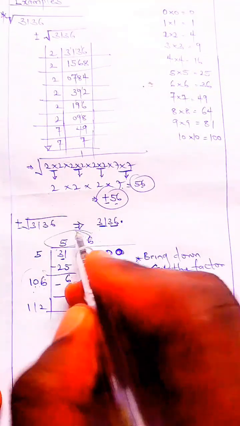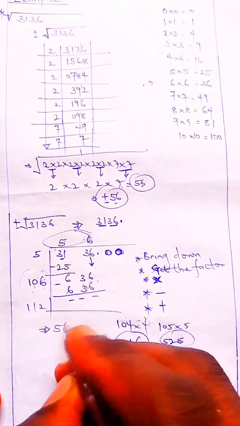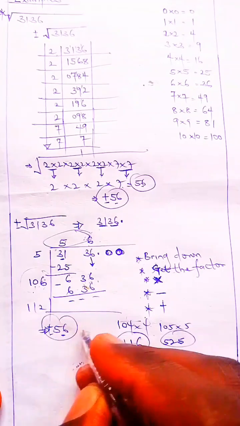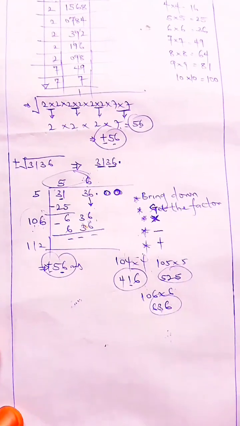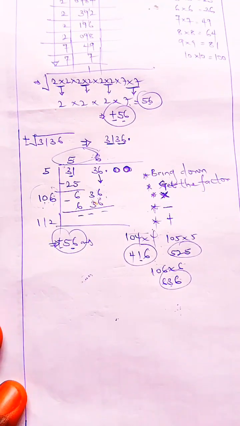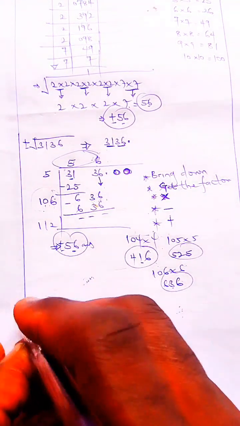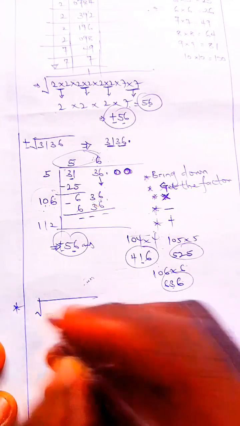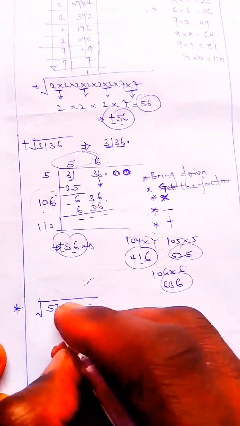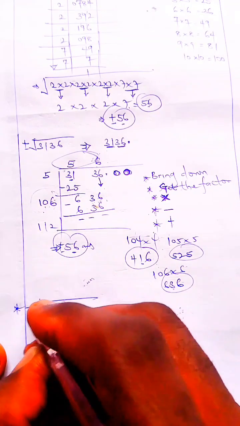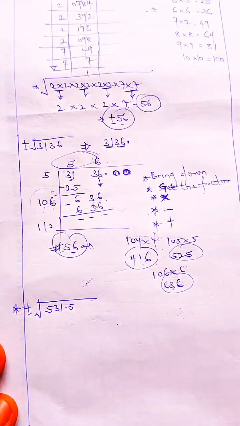So what's our square root? Our square root is 56 plus or minus. This is an even root. So you're going to be looking at another example. This time around, you're going to be looking at far more complex examples. You're going to be getting the square root of numbers that are prime in nature. So look at the square root of 531.5. Square root of 531.5.